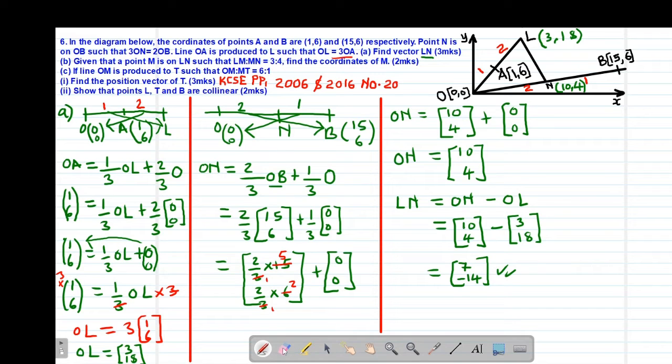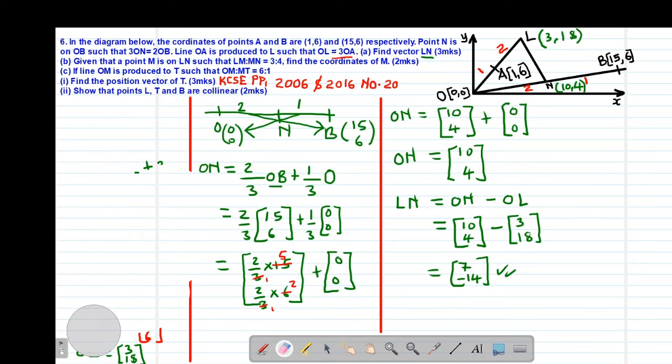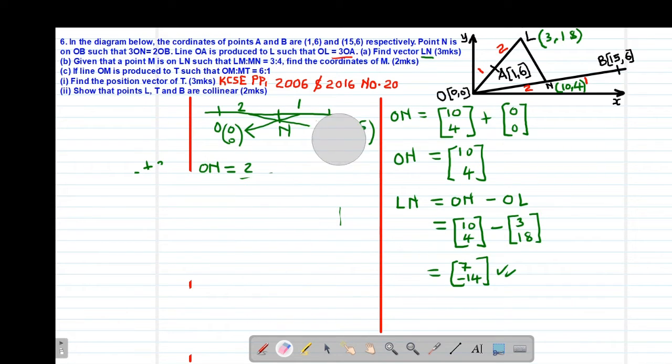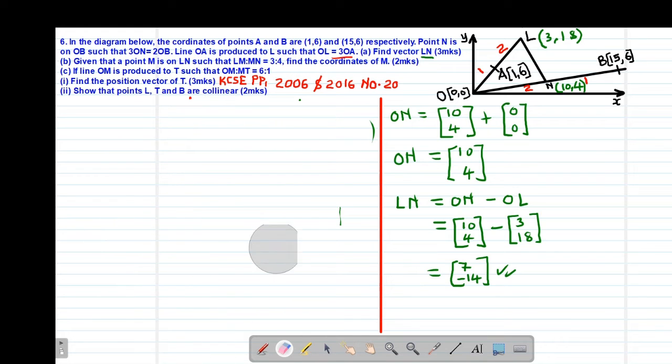So part B of the question, let me create some working space here so that we can use it. In part B of the question, we are given that the point M is on LN such that the ratio of LM to the ratio of MN is actually equal to 3 to 4. So let's look at line LN. This is our line LN.